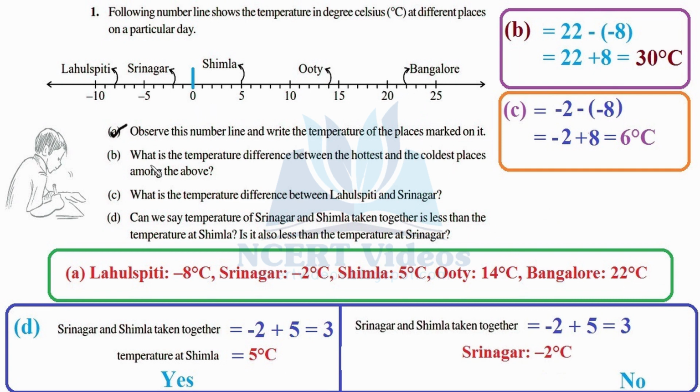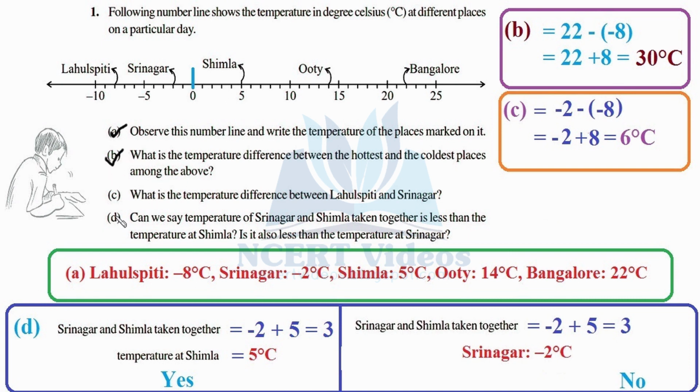B. What is the temperature difference between the hottest and the coldest places above? As you can see here, Lahaul Spiti and Bangalore are at the extreme ends. Lahaul Spiti is at -8 degrees Celsius, whereas Bangalore is 22 degrees Celsius. You have to take a difference. So 22 minus of -8 is 22, minus minus is plus, therefore we write +8, and it is 30 degrees Celsius. Therefore, this is the difference.